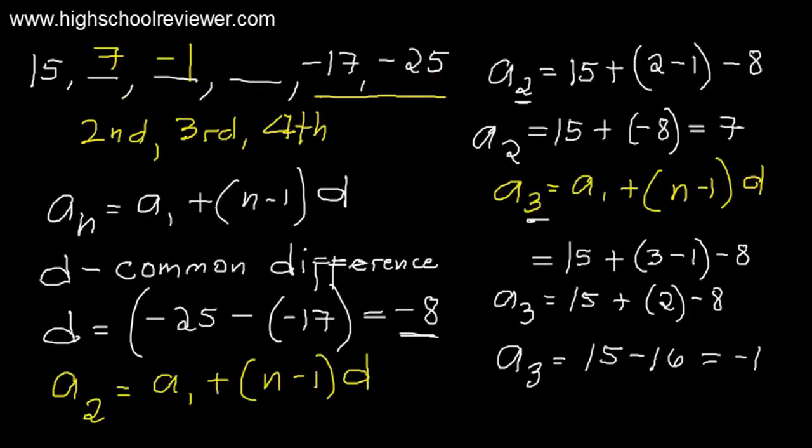So let's write it here. Our fourth term here will be equal to negative 9. So therefore, positive 15, positive 7, negative 1, negative 9, negative 17, and negative 25 are our final answers.